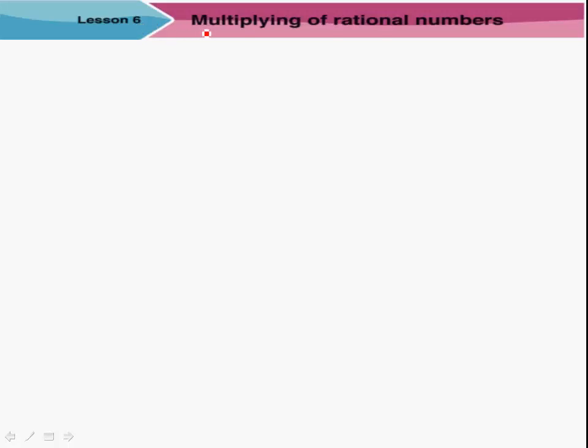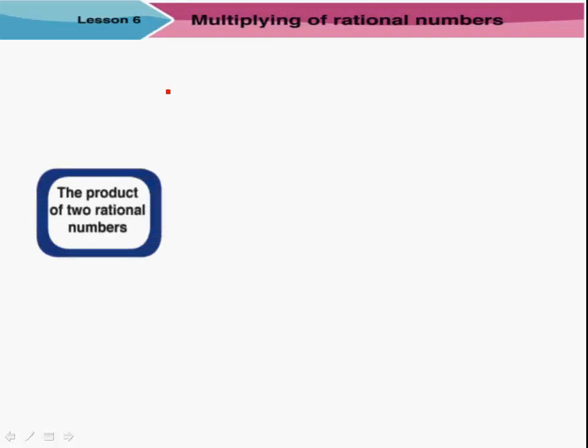Lesson 6: Multiplying of Rational Numbers. عملية ضرب rational numbers. The product of two rational numbers. We have two rational numbers and we want to multiply them. In this case, we have to multiply the numerators and the denominators.